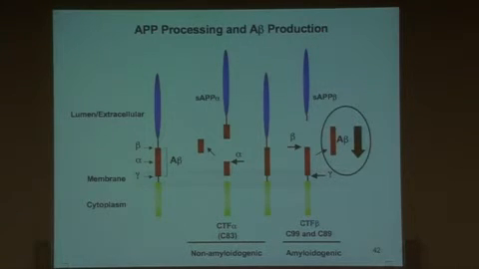So the next question was, what is the mechanism behind this delay and decrease in A beta production? So we know, for example, that from the amyloidogenic pathway, we see a decrease in A beta formation. So this could most likely be at the level of beta secretase cleavage, or it could be at the level of gamma secretase cleavage.